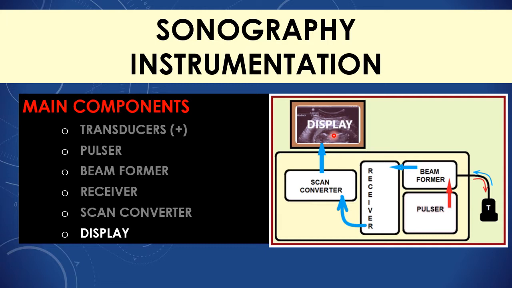And as you see, this is the last step, starting from the pulser to the beamformer, transducer, back to the beamformer, receiver, scan converter. The scan converter is ending by frames. So these here are scan lines. A scan converter is converting these scan lines to frames, and that's why the display will display frames right away.